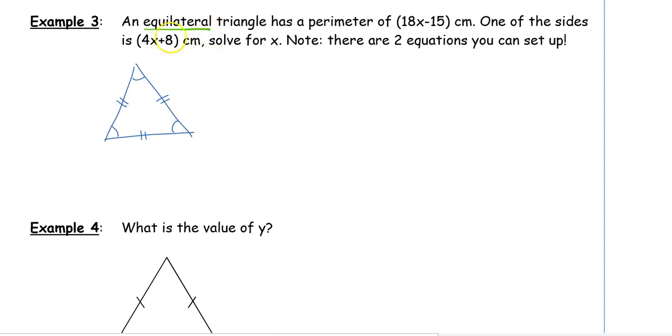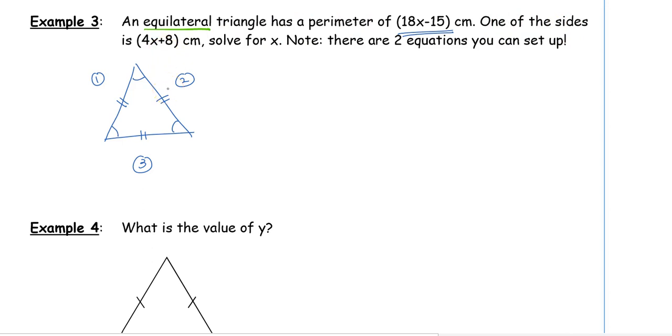So we know that in this equilateral triangle, the perimeter is 18x minus 15. That means that side 1 plus side 2 plus side 3, when I add up the three different sides of the triangle, I end up with a perimeter of 18x minus 15. One of the sides is 4x plus 8.